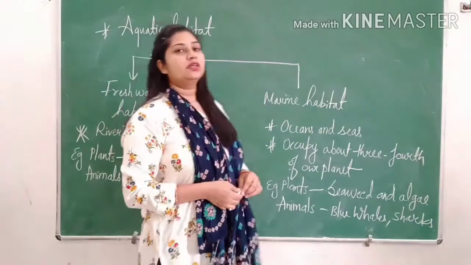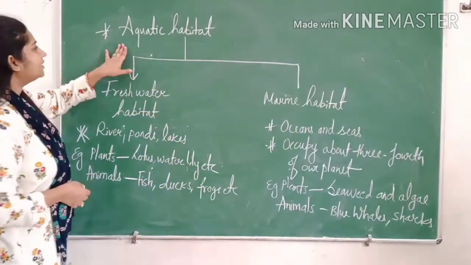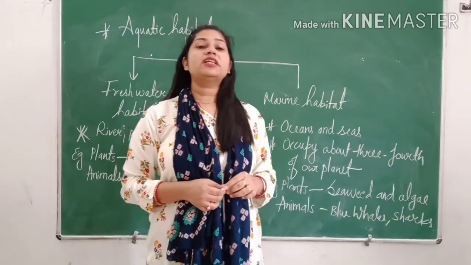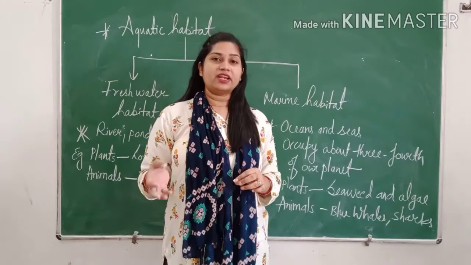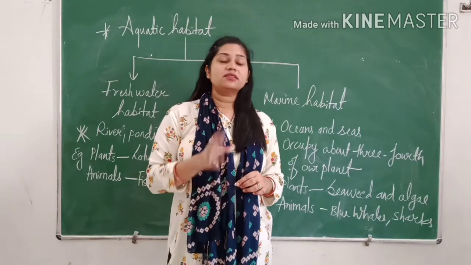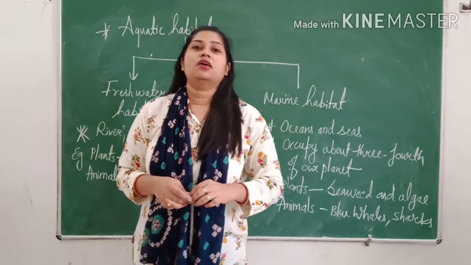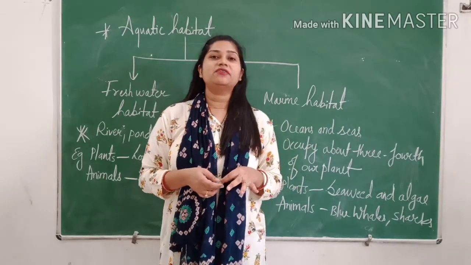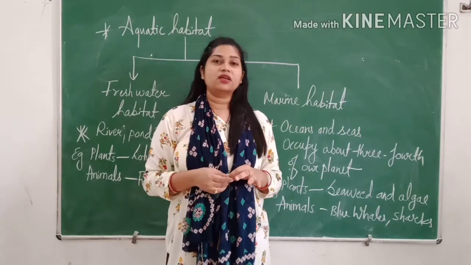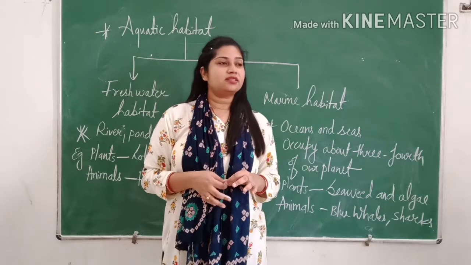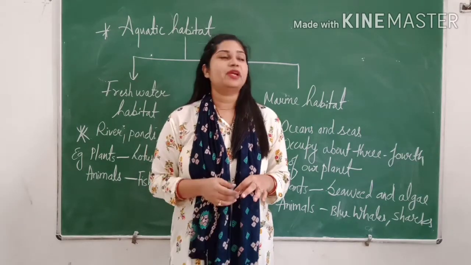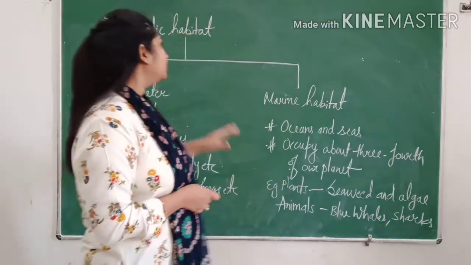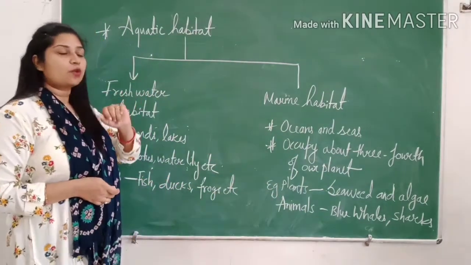Now let's start with the next type of habitat, that is aquatic habitat. Till now we discussed the types of terrestrial habitat. In the beginning we said that habitat is divided into two categories: one is terrestrial habitat and the second is aquatic habitat. So terrestrial habitat we have already done. Now let us start with the next type of habitat, that is aquatic.